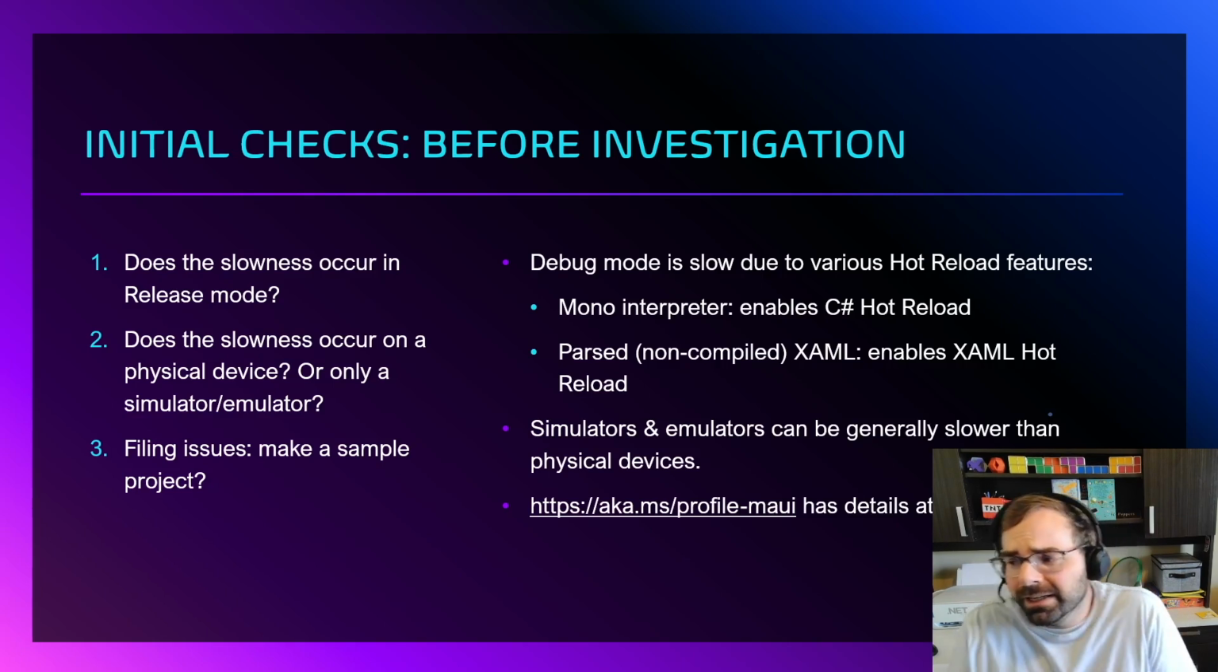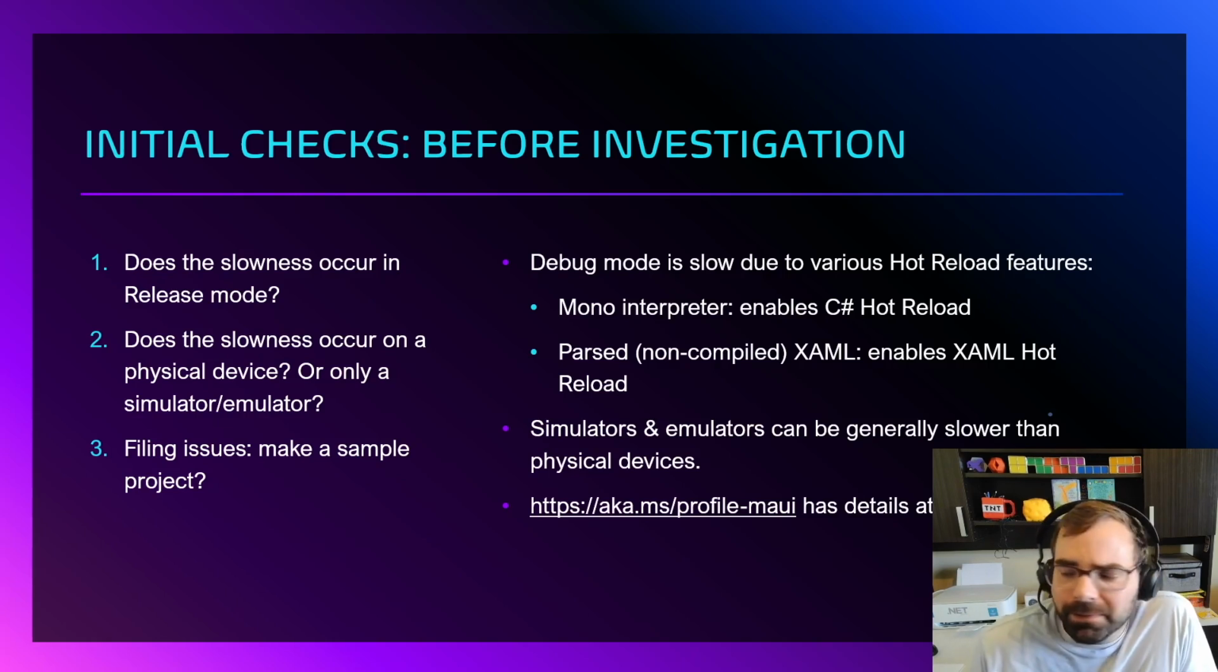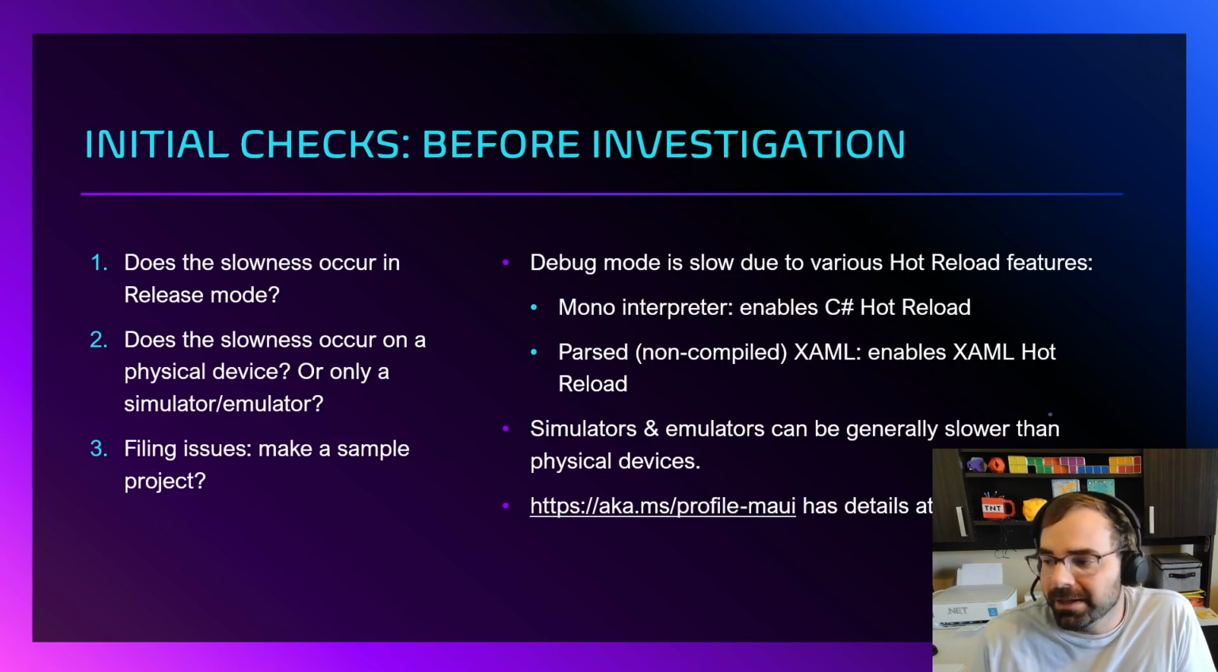So also check, if you haven't tested your app on a physical device and you've only been testing on a simulator or emulator, physical devices tend to be a bit faster because, A, they're not emulated, but they also have hardware acceleration for what's happening on the screen, while many times the simulator or emulator are not hardware accelerated.